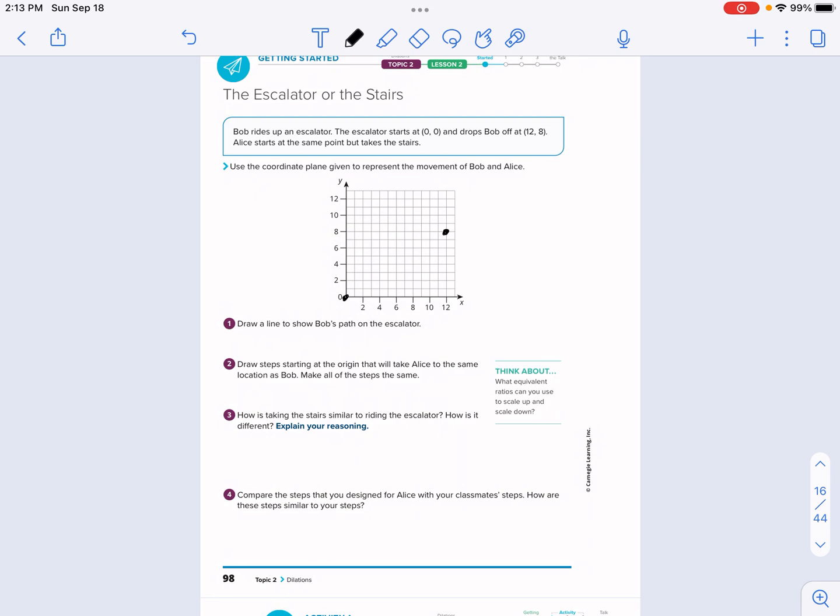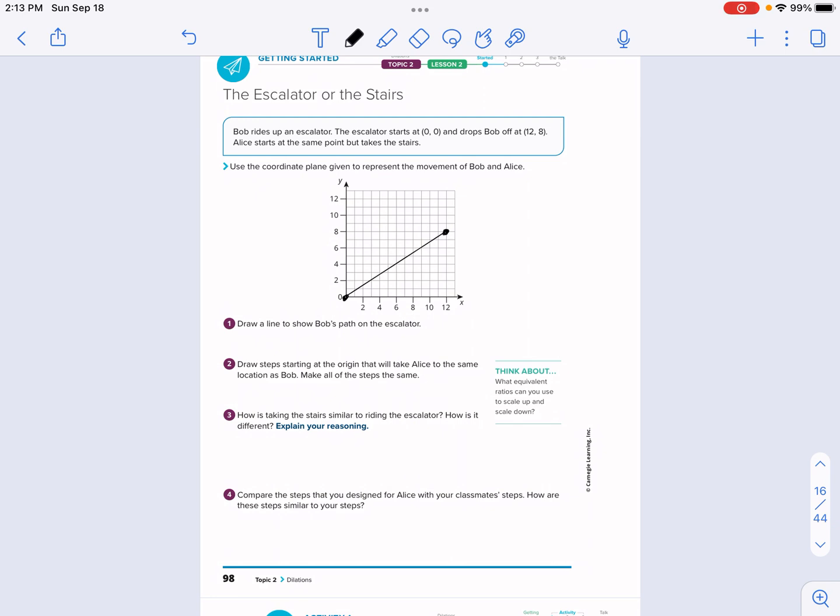Alice starts at the same point, but takes the stairs. So she's going from point A to point B, from that bottom left at the origin to that point at 12, 8. Okay. Here, pretty simple. Number 1, draw a line to show Bob's path on the escalator. So we'll just draw right here. Okay, so this is represented by Bob here. So we're done with that.